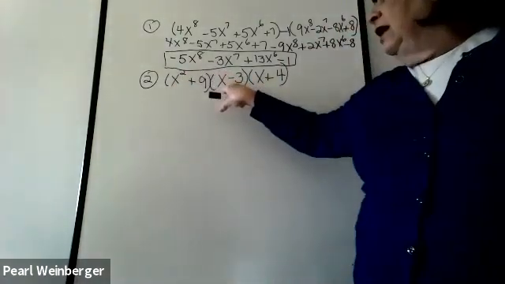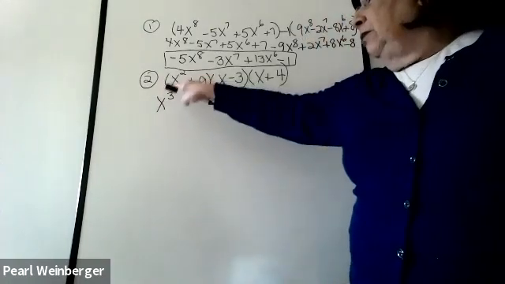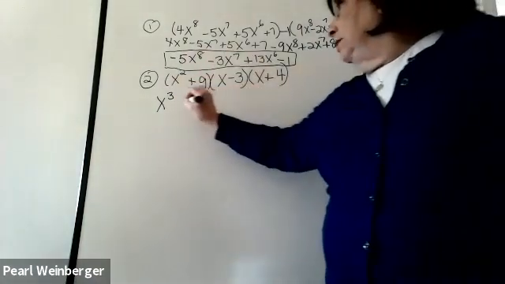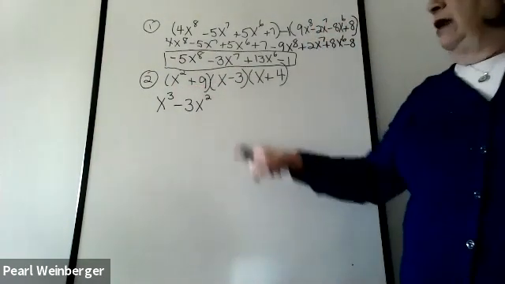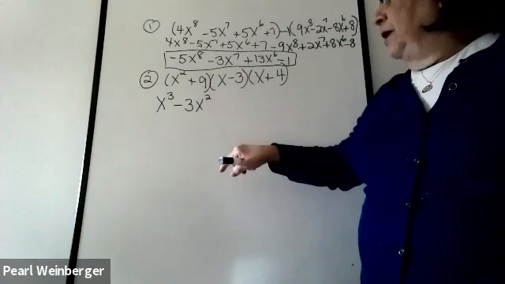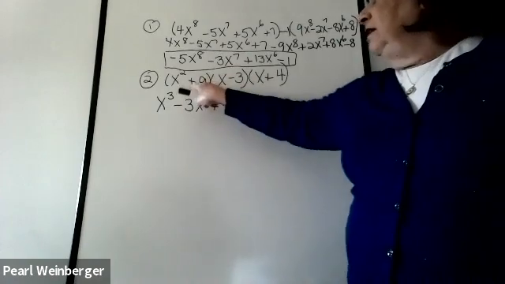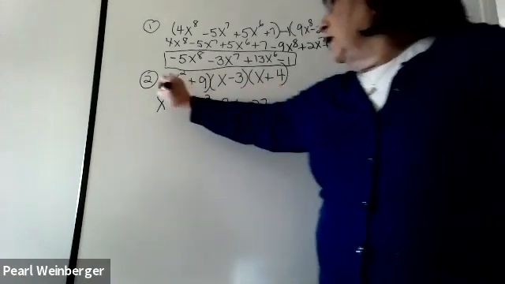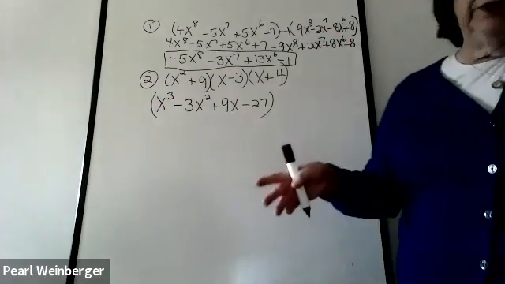So x squared times x will give me x to the third. This is a binomial, so I'm really using FOIL. Outer is x squared times minus 3, which will give me negative 3x squared. Inner is positive 9 times x, which is going to give me plus 9x. And finally, last, 9 times negative 3 is minus 27. None of these are like terms. Usually we do have like terms, but there are no like terms.